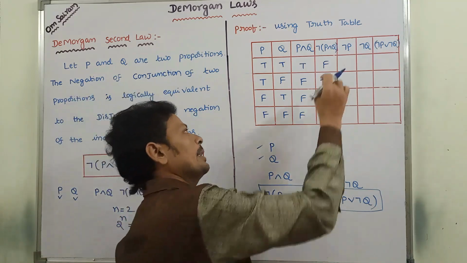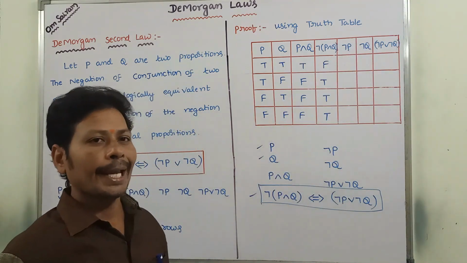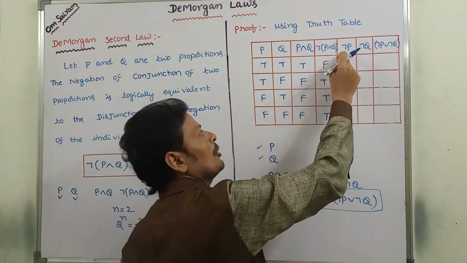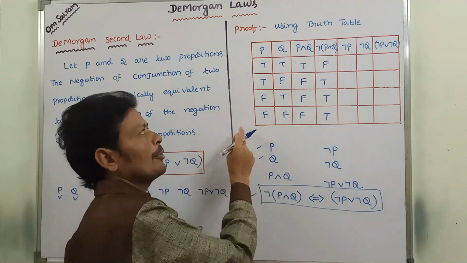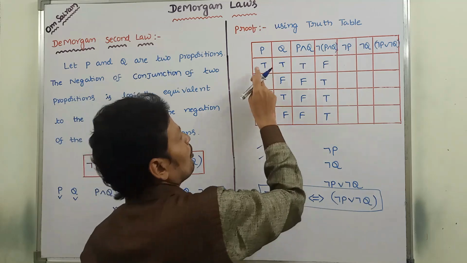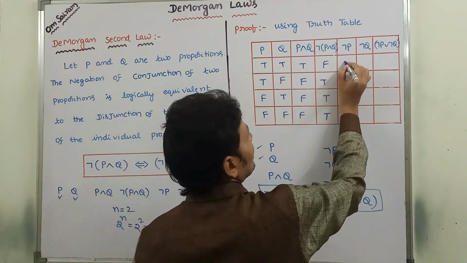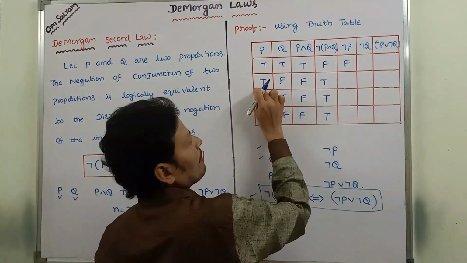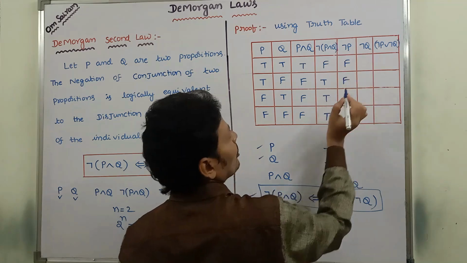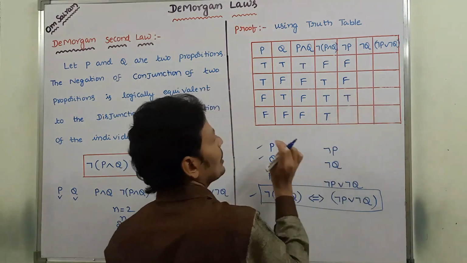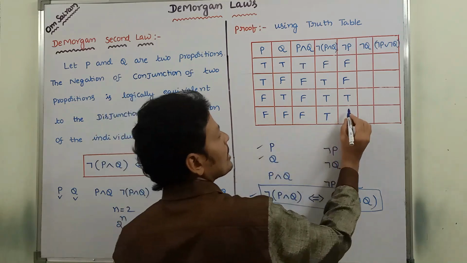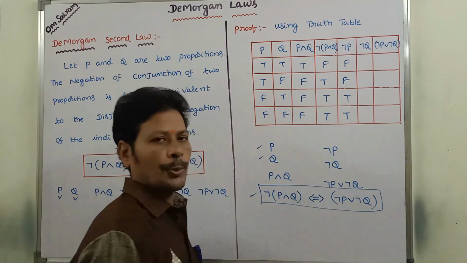Then, what is the truth value of negation P? The truth value of negation P can be obtained by negating the truth value of P. So P value is true, negation P truth value is false. P value is true, negation P truth value is false. P value is false, negation P truth value is true. P value is false, negation P truth value is true.